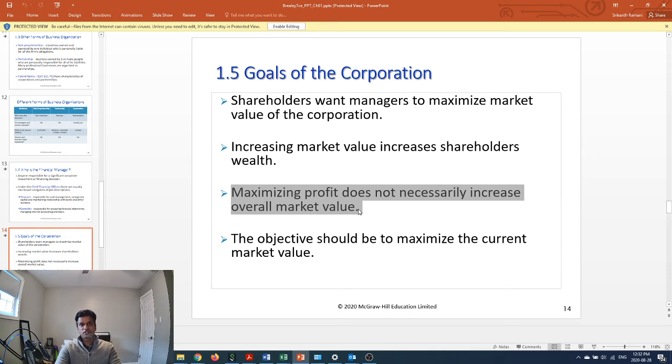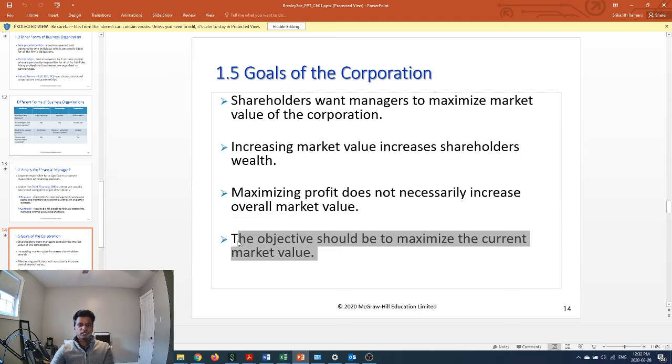So in the short term, sure, you reduce some expenses by not donating money, but these programs were bringing in money in other ways, and it hurt the brand value of Tim Hortons, which might take years to recover. Okay, so maximizing profit in 1 year does not necessarily mean increasing the market value. So the objective should be to maximize the current market value.